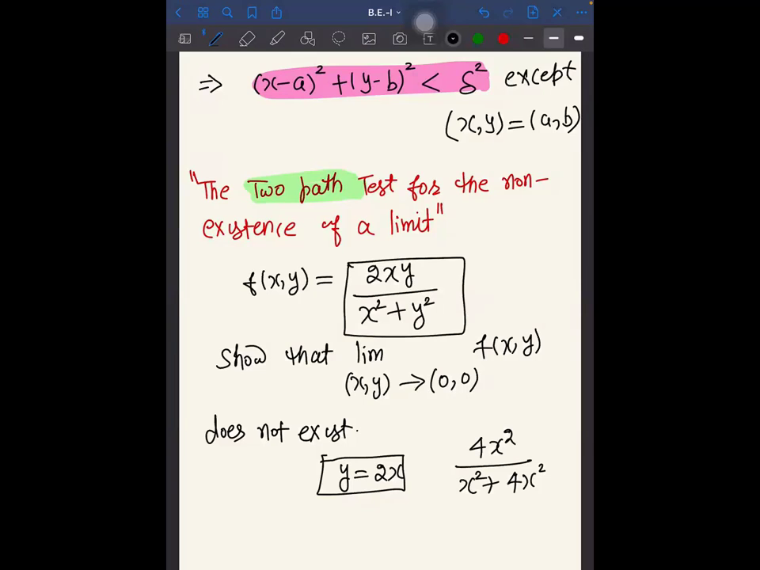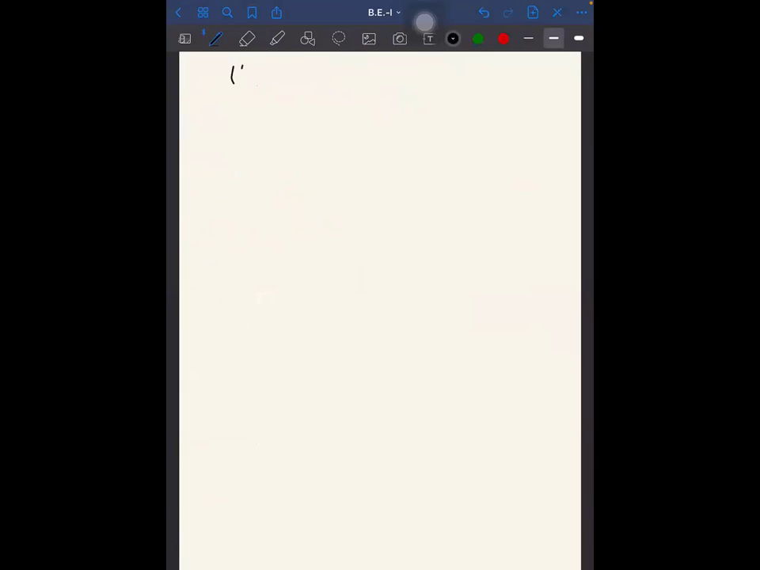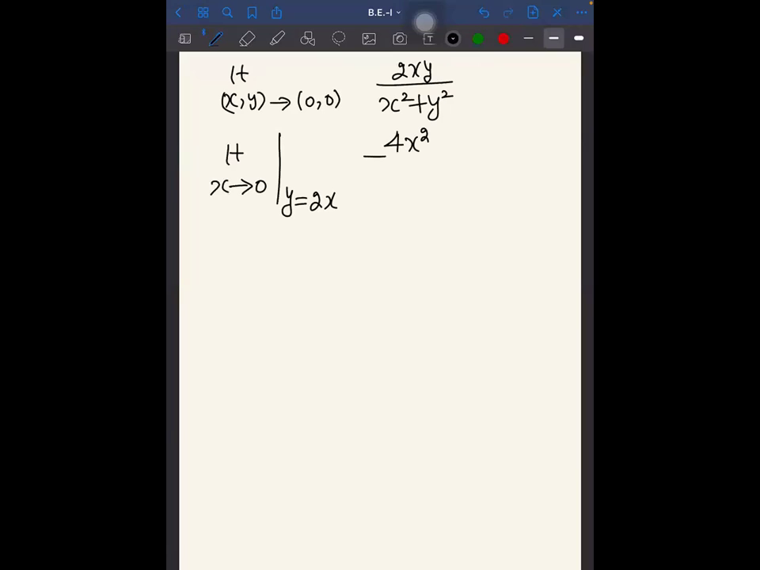Yes, sir. Okay. So how are you gonna write it properly? That I'll say that limit xy goes to 0 0, f of xy, that is 2xy upon x square plus y square. Then I'll write it as limit x goes to 0 and I'll restrict it to y is equal to 2x, right? क्योंकि अब ये सारा x में आ गया ना, y की जरूरत ही नहीं रही.